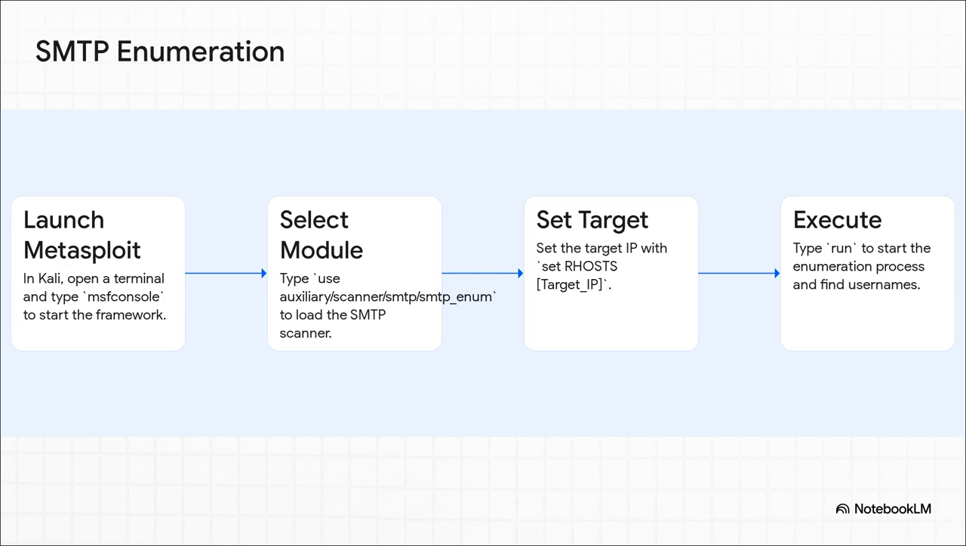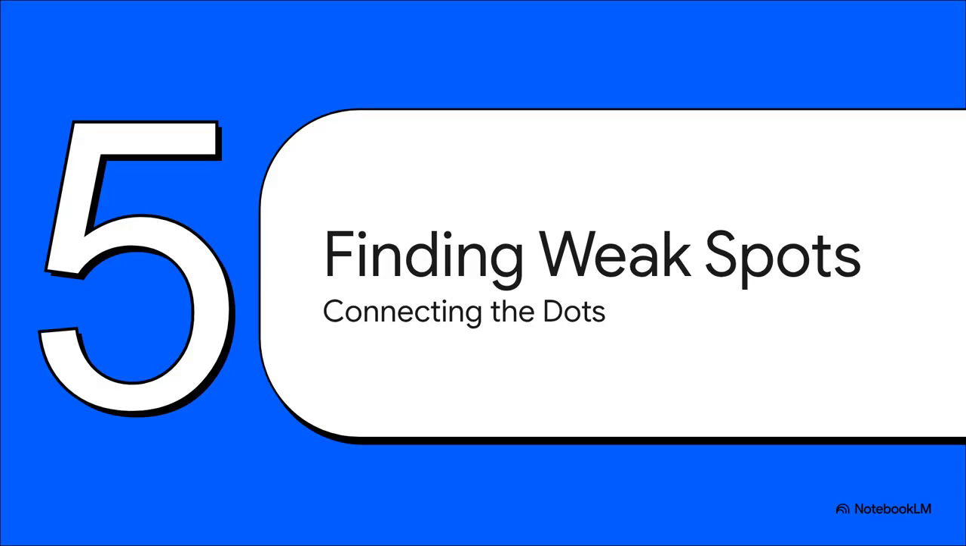Let's pretend our Nmap scan found an open SMTP port, which is for email. So we fire up Metasploit, we pick a special module just for SMTP enumeration, and we point it at our target box's IP address. When we hit run, that module connects to the email service and tries to pull out a list of valid usernames, giving us potential logins for a later attack. It's that simple.